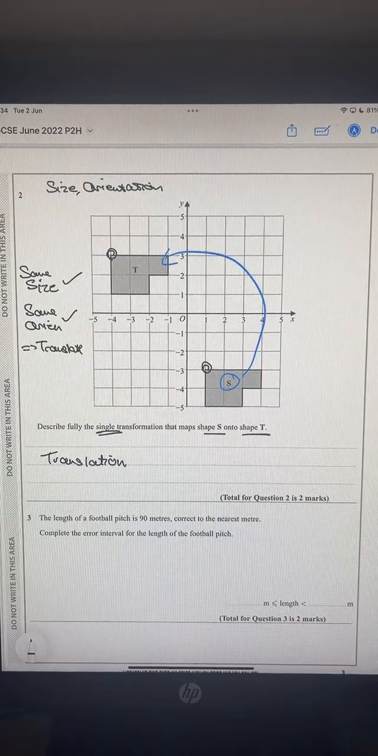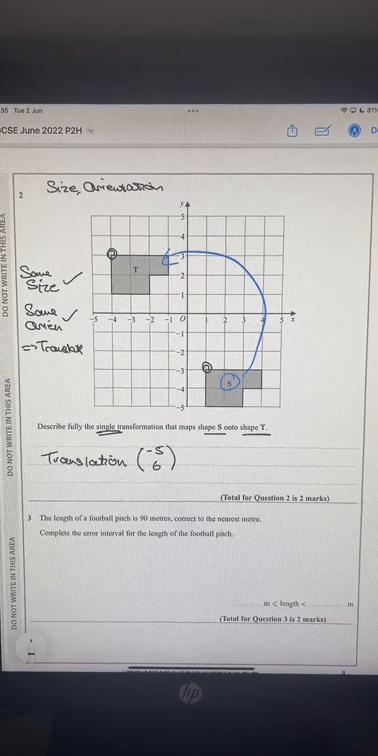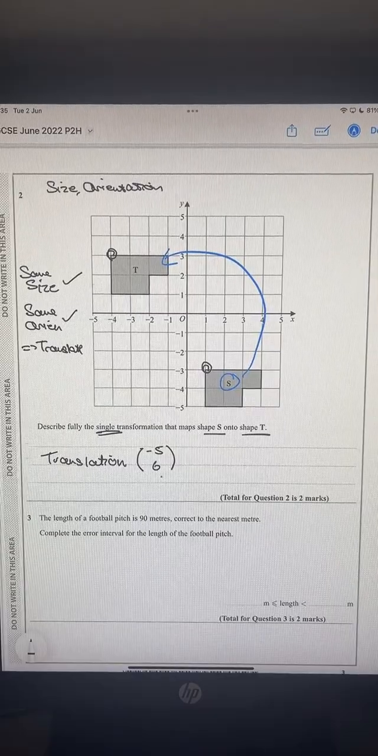So that is basically going 5 units left, and we're going 6 units up. So the vector is -5, 6. So it's a translation of -5, 6.